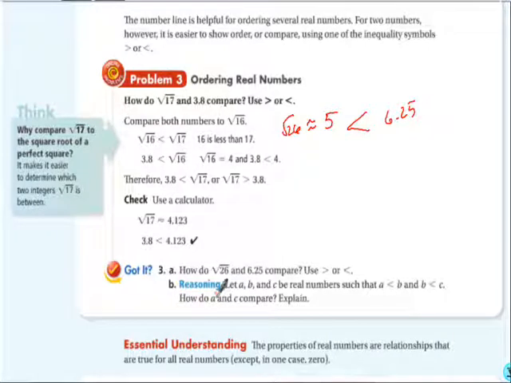Part B, if A, B, and C are real numbers, such that A is less than B and B is less than C, how do they compare? Well, A is less than C in that scenario. The easy way to do this, just give these actual numbers. 2 is less than 3, and then 3 is less than 4. Well, then 2 is less than 4. That's a really easy way to look at it.